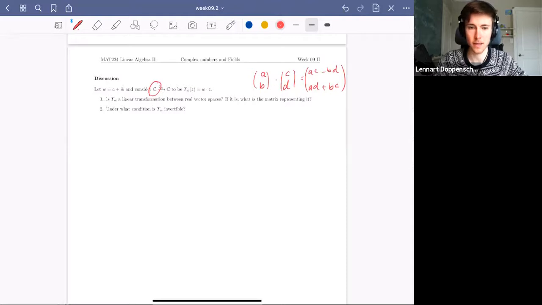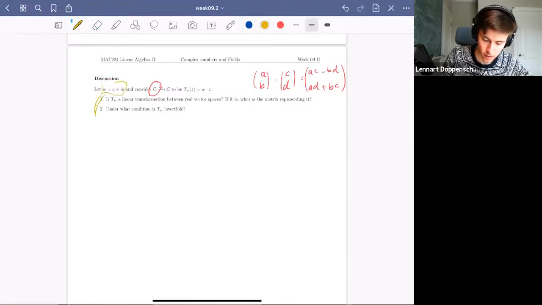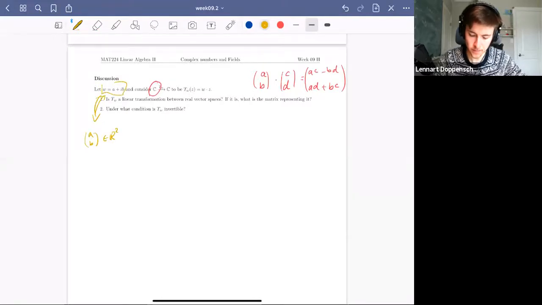Okay, any ideas? In the chat, there was a question of how we can view C as a real vector space. Remember that C is just R2. So you could think of (a, b) as this complex number a plus ib. You can think of this equivalently as (a, b) as a vector in R2. So who has an idea whether this is a linear transformation of real vector spaces?